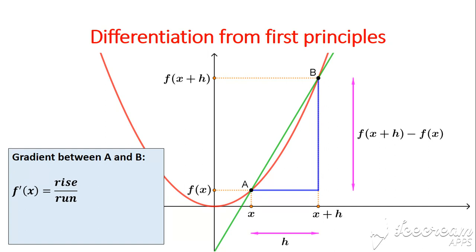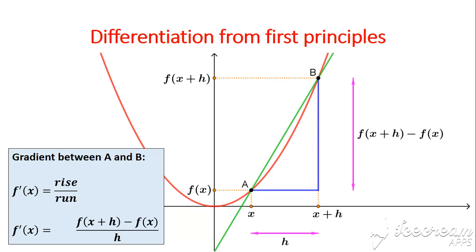So over here, I'm going to write down the gradient between points A and B. The gradient is rise over run, which is going to be the rise. We've just worked that out as f bracket x plus h bracket minus f of x. And the run is how far horizontally, which is h. So that would be the gradient between points A and B.